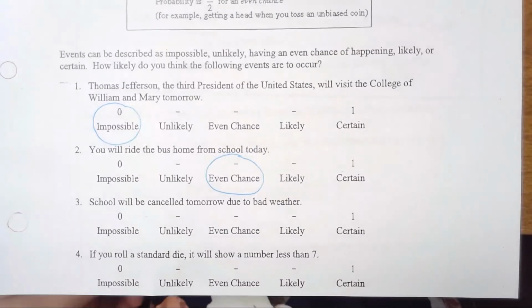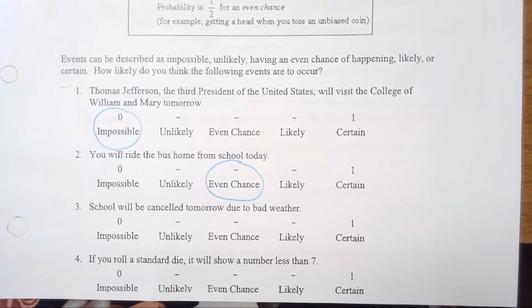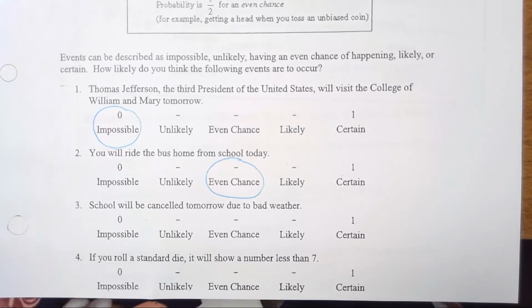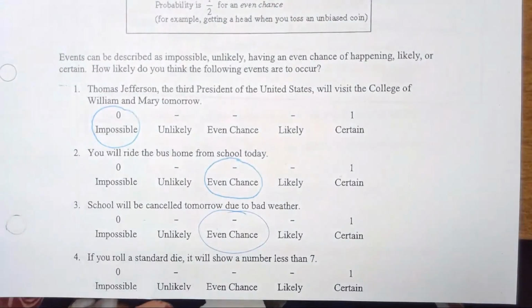So same thing with number 3, school will be canceled tomorrow due to bad weather. Well, it's either school's going to be canceled tomorrow or school's not going to be canceled tomorrow. So since there's only those 2 options, that means that you have a 1/2 possibility of not going to school tomorrow. So again, that's going to be your even chance.